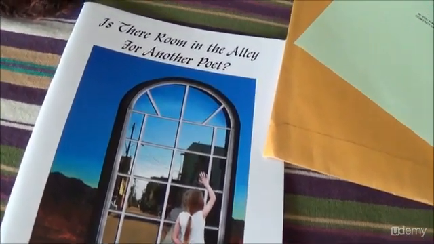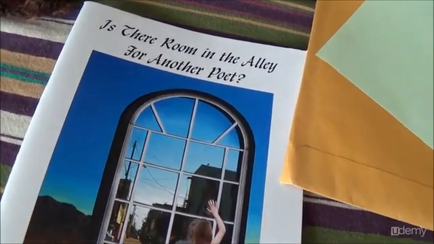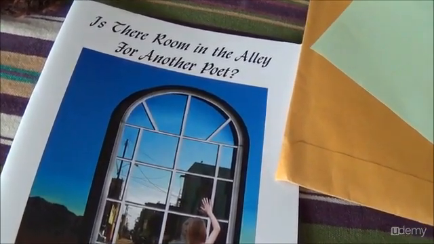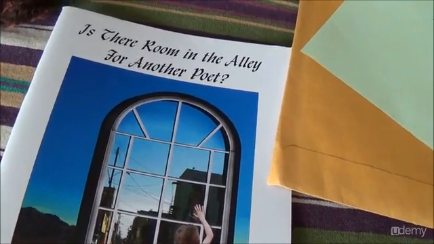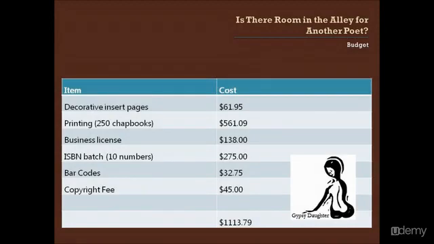My costs for that first book: for the decorative insert pages, it was $61.95. To print 250 chapbooks was $561.09. For the business license, it cost me $138. A batch of 10 ISBN was $275. The barcodes were $32.75. The copyright fee was $45, for a grand total, not including shipping costs or other business ephemera, of $1,113.79.